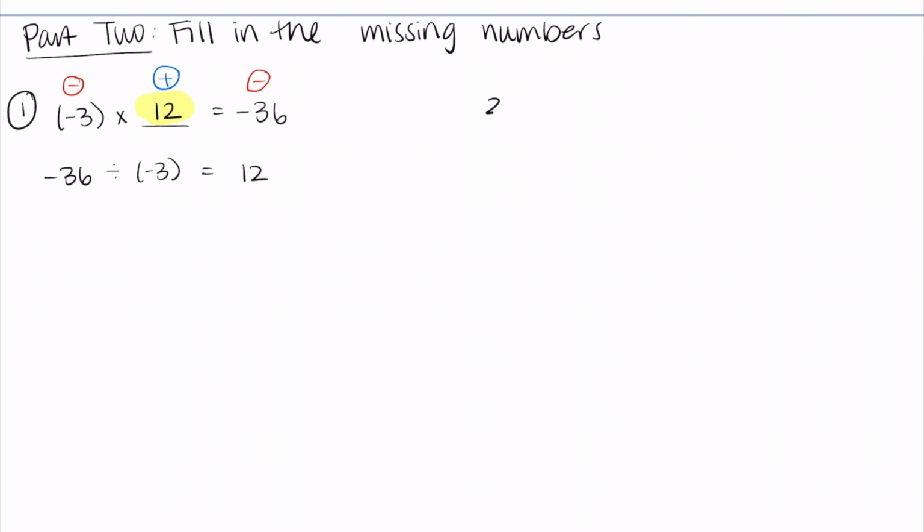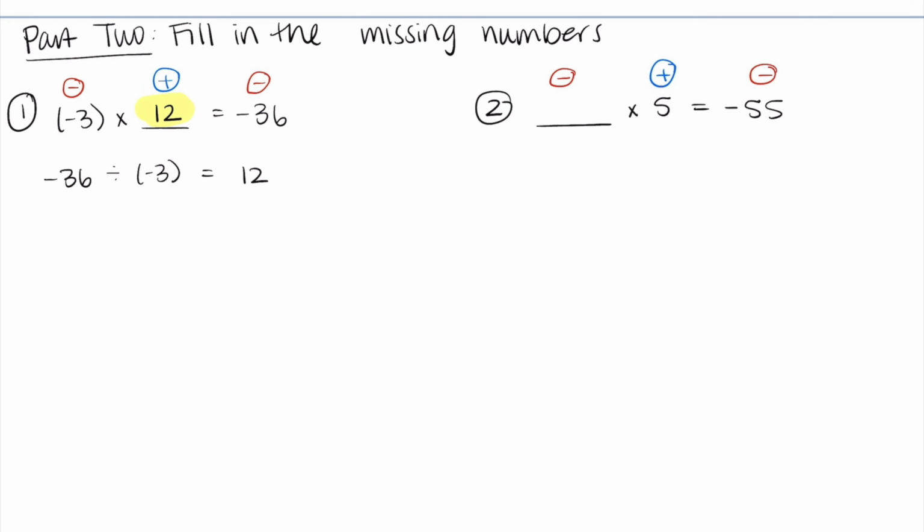Now we'll get into our second practice problem for this section. For number 2, it says blank times 5 gives us -55. So our 5 is positive, the -55 is negative, right? So we know that our blank should also be negative because opposite signs multiply to a negative number.